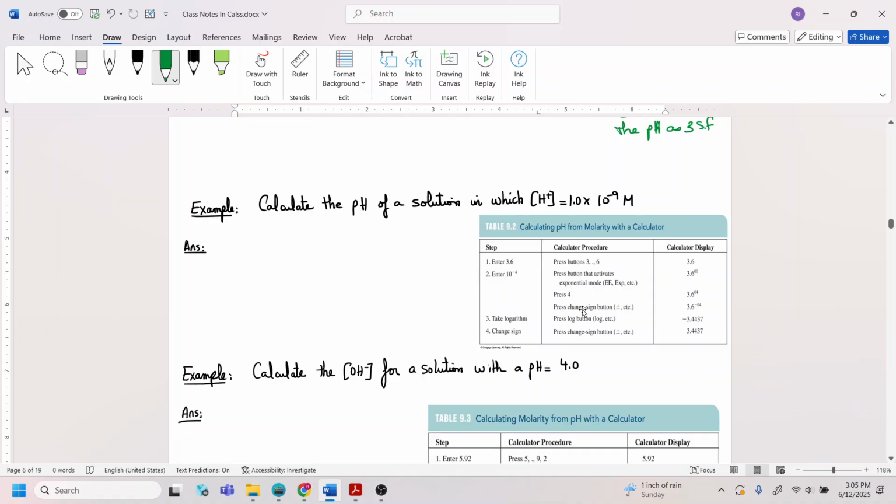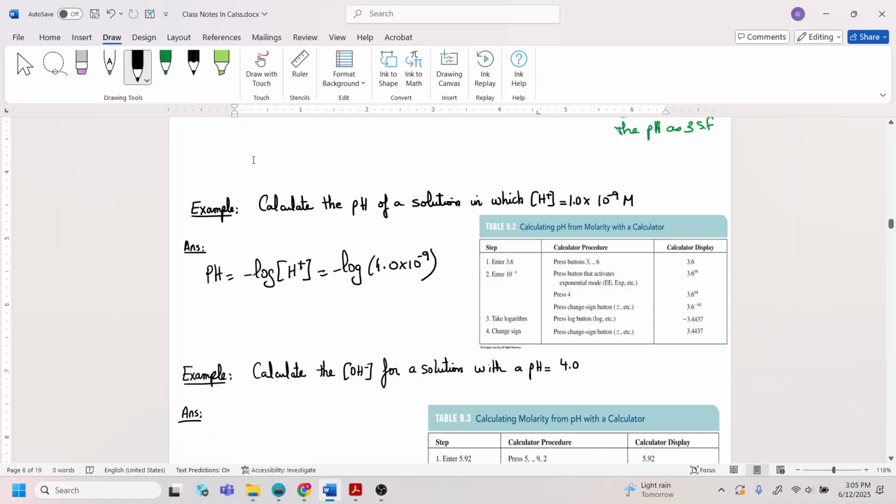Let's have another example. This over here shows what you need to do to put it in a calculator. So calculate the pH of the solution with the concentration of H plus, similar to the one above. We know that pH is equal to minus log concentration of H plus. So you just go ahead and substitute the concentration of the H plus, which is 1.0 times 10 to the negative 9.